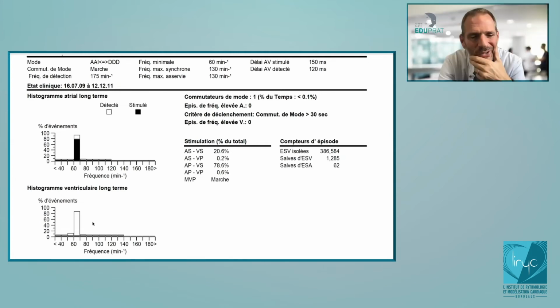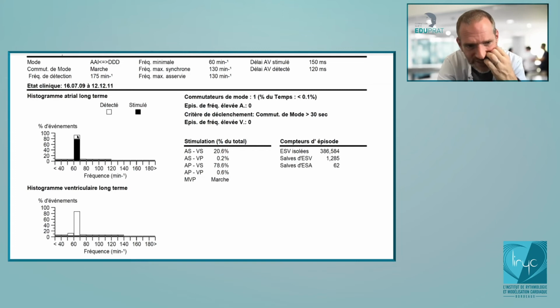So if you see here at the level of the ventricle, I'm sorry, it's in French, you have 100% of ventricular sensing. So that's good. That's what you want at the level of the ventricle. At the level of the atrium, you have a majority of atrial pacing. Stimulate means pacing, detected means sensed. So you have a majority of atrial pacing, which is expected in a patient with sinus node dysfunction. So atrial pacing, ventricular sensing.